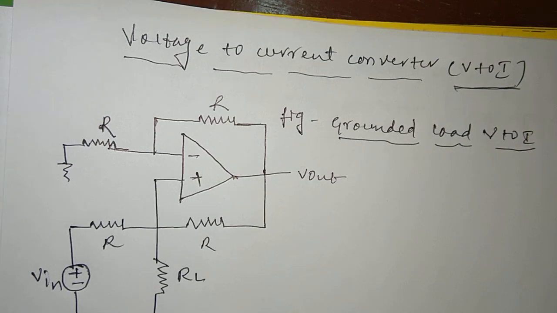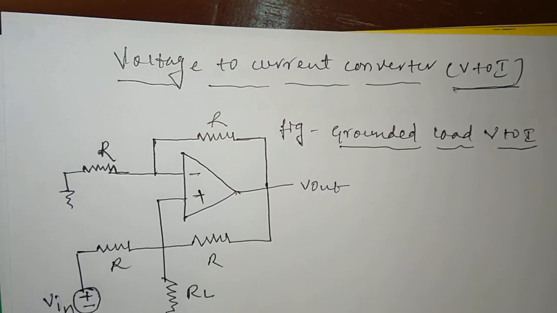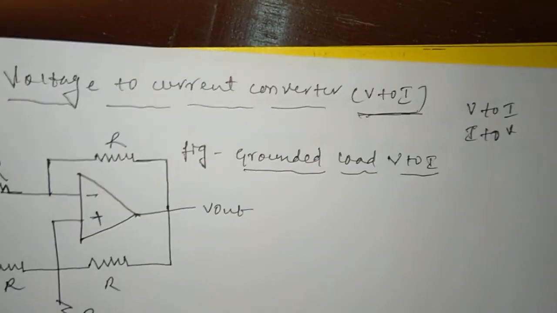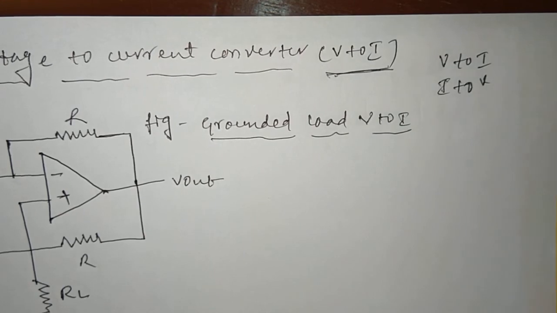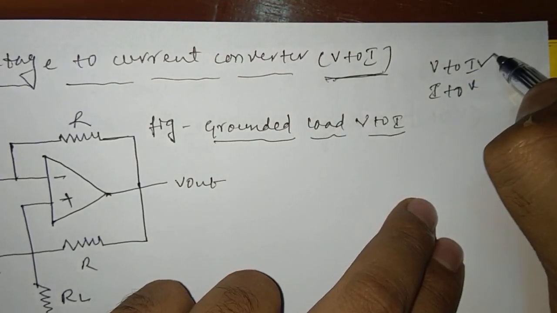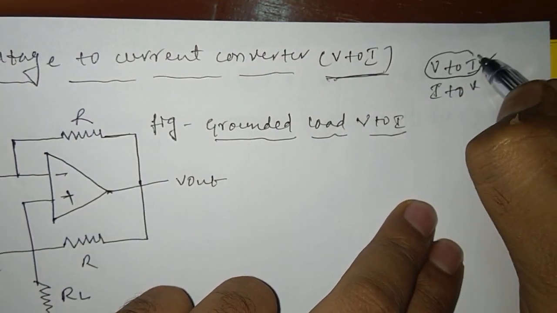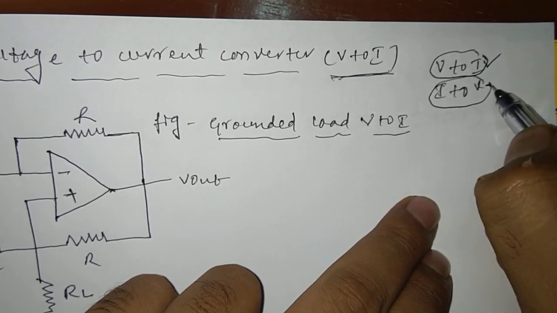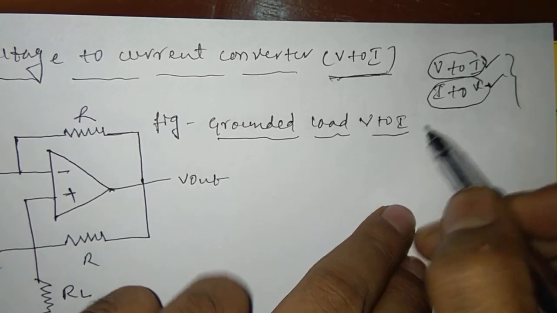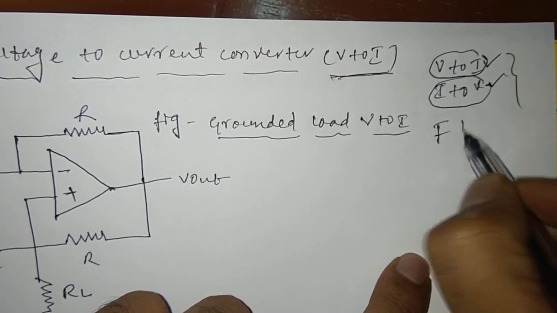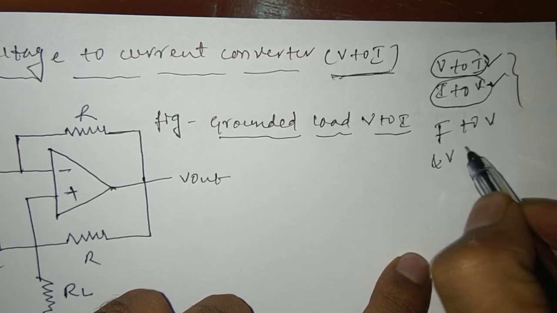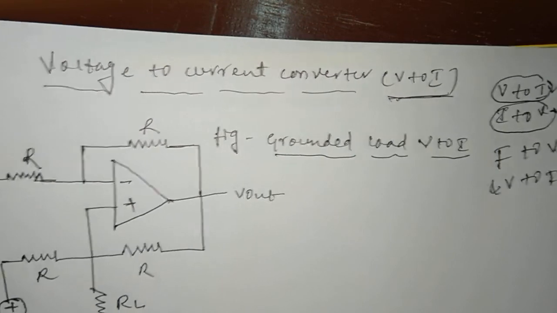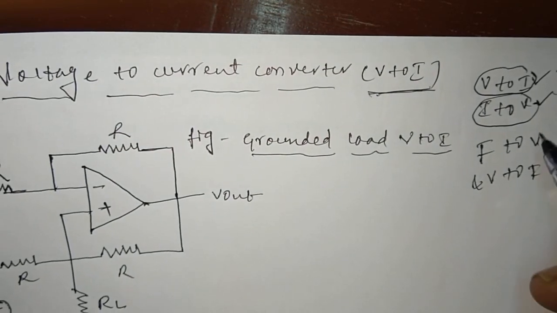Hello friends, in this video we are going to discuss the voltage to current converter. If you go through your syllabus, there are four things mentioned: voltage to current converter with grounded load, current to voltage converter, and basics of frequency to voltage converter and voltage to frequency converter. We'll try to see them one by one. Here we are going to see only the basics.